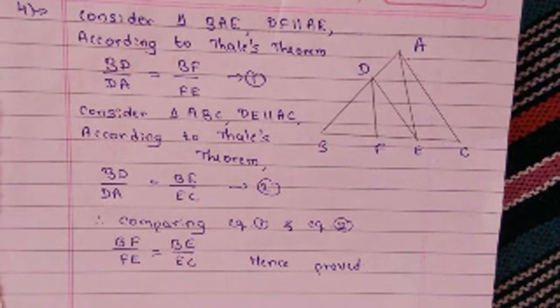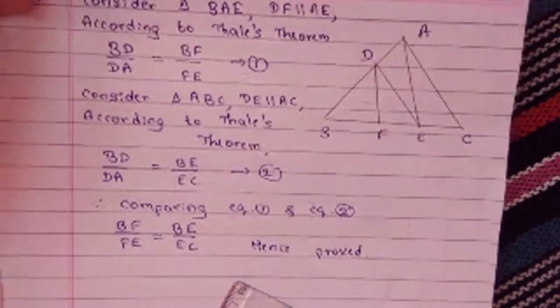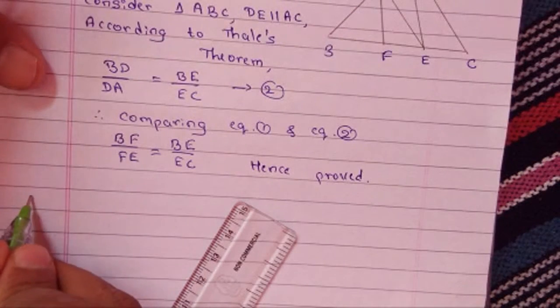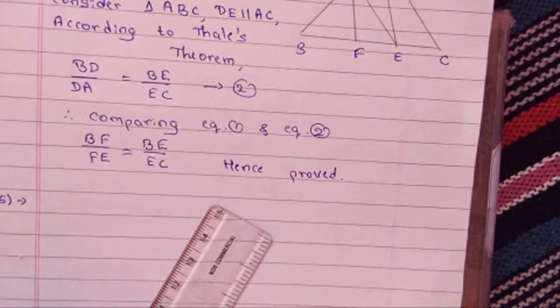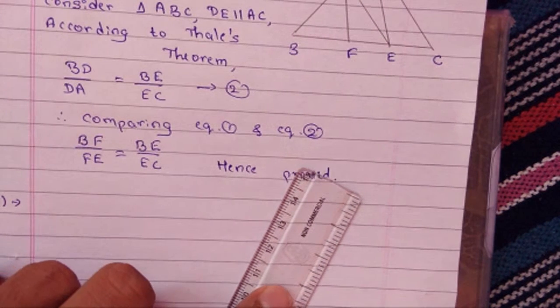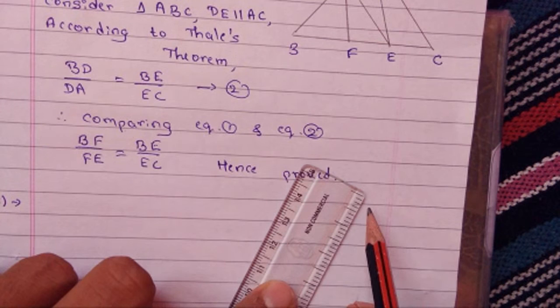The next one, fifth problem. In the figure 2.20, one figure is given, just I will draw that figure. You also try to draw and solve. Okay, one small triangle is present.